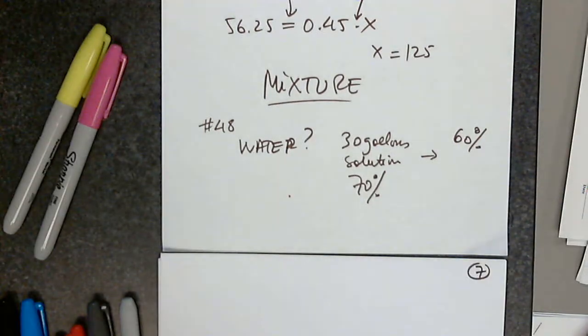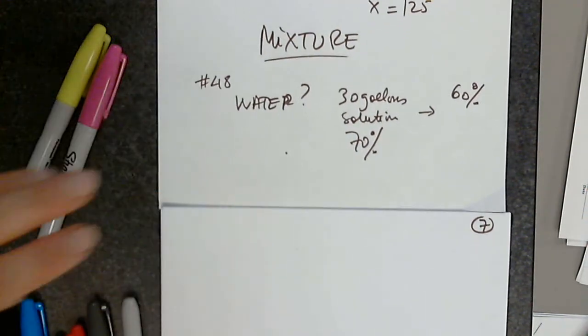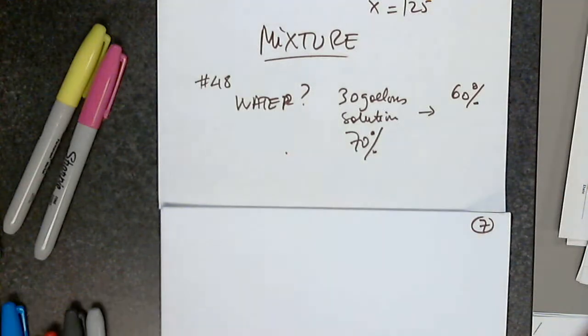So let's read the problem one more time and then talk about it. How much water should be added to a 30-gallon of a solution that is 70% antifreeze to get a mixture that is 60% antifreeze? Every time I get a mixture problem like this one, with concentration and number of gallons or ounces, my first thought is to create 3 bins.